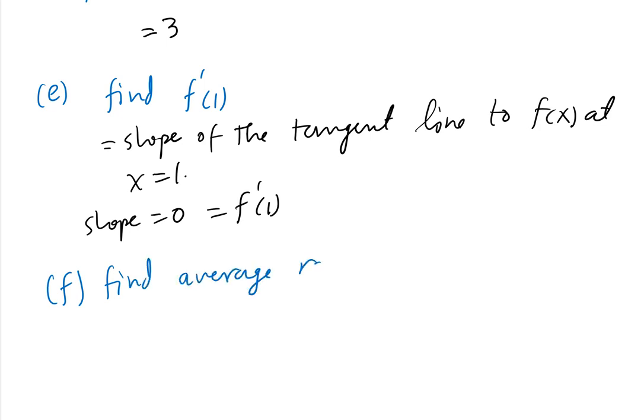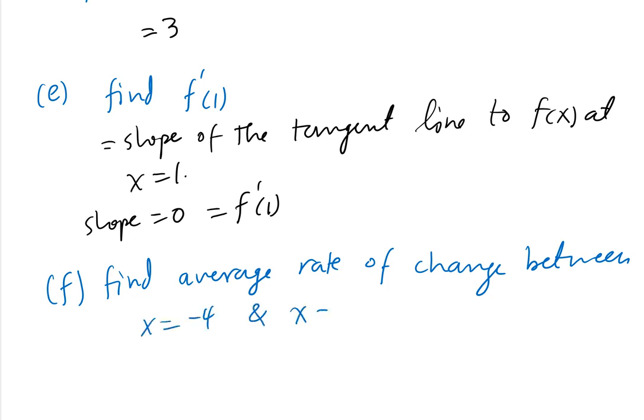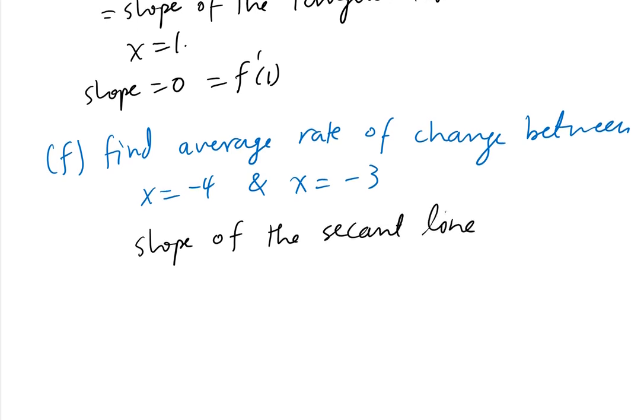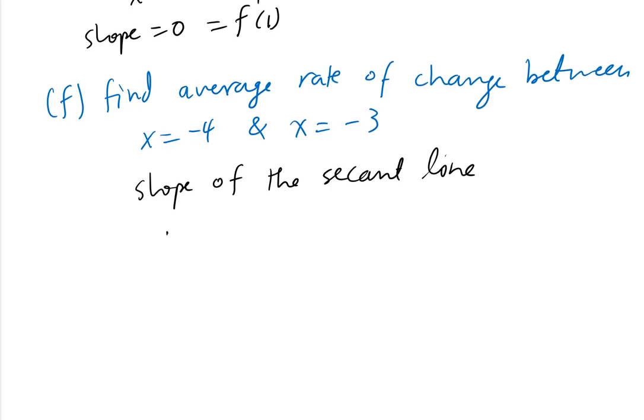Find the average rate of change between x equals -4 and x equals -3. The slope of the secant line. That's what average rate of change is, given by y2 minus y1 over x2 minus x1.